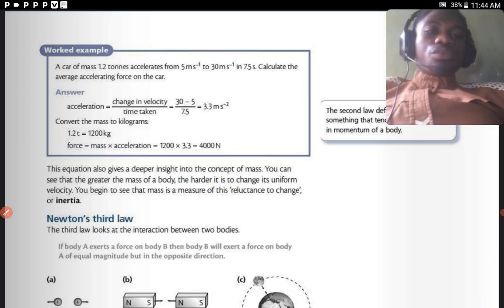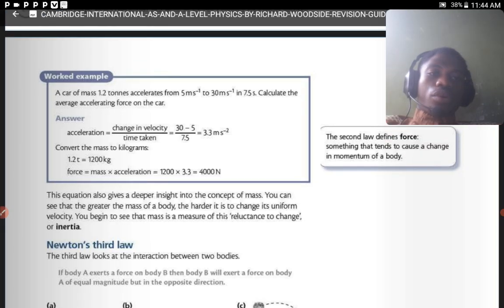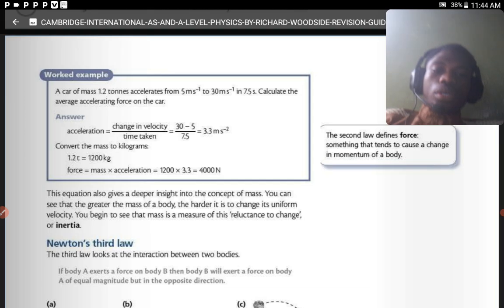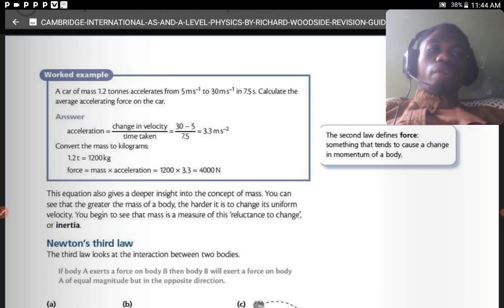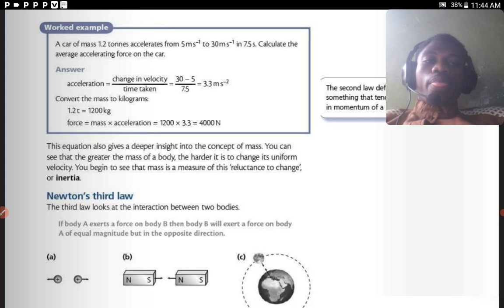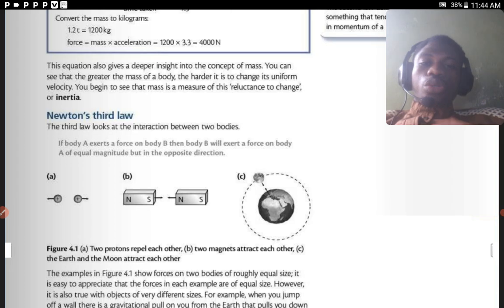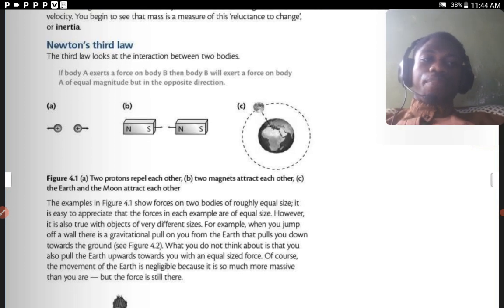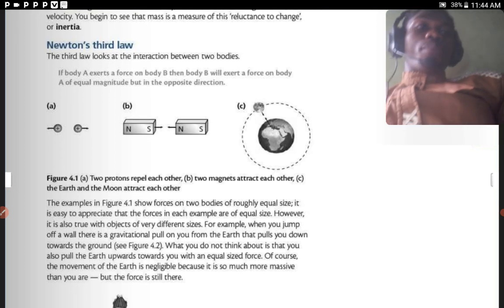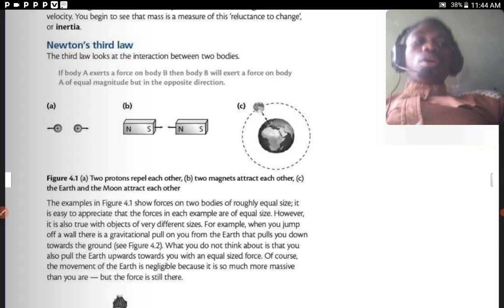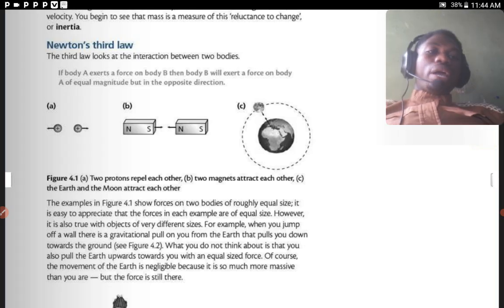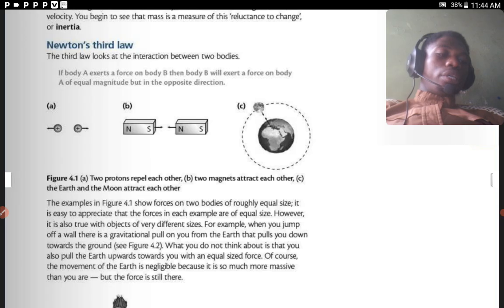Alright guys, so that's it for Newton's second law of motion. We'll now move ahead to Newton's third law of motion, which we all know as Newton's law of action and reaction. According to Newton's third law of motion, to every action there is an equal but opposite reaction. That's how many people state Newton's third law of motion.